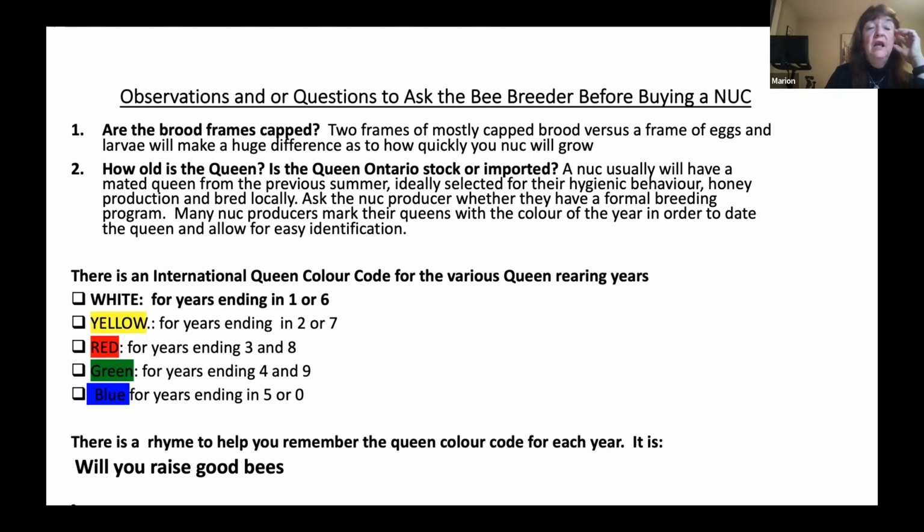And you can see here, there's a color code: white for years ending in 1 or 6, yellow for years ending in 2 or 7, red for years ending in 3 or 8, green for years ending in 4 or 9, and blue for years ending in 5 or 0. And there is a rhyme that helps you remember it, and it's pretty simple: "Will you raise good bees?" So you can see in 2023, those queens that are marked will have a red marking on them.